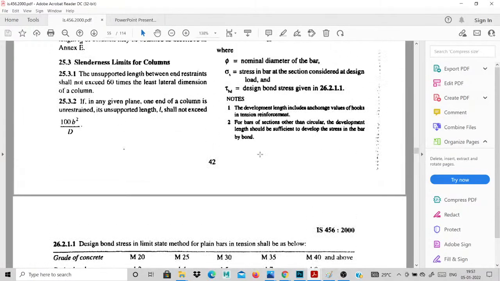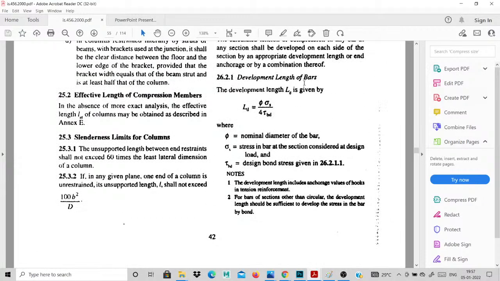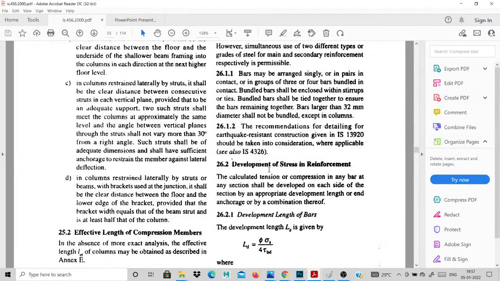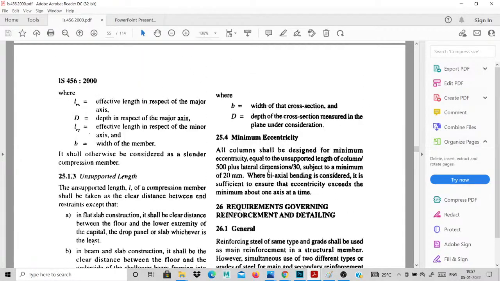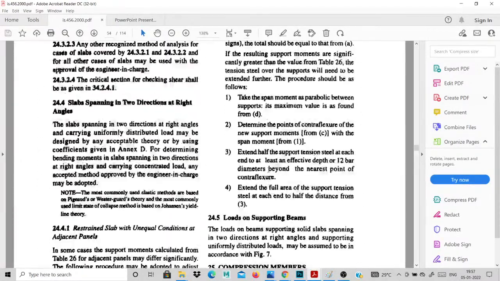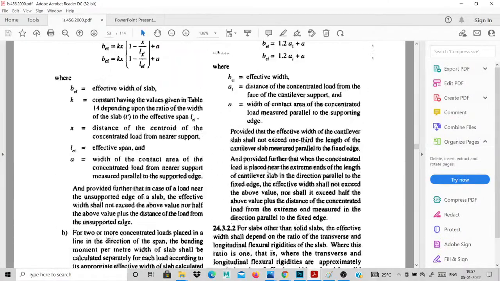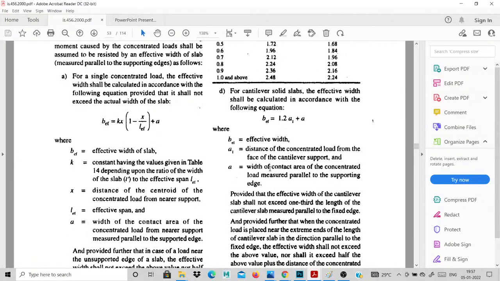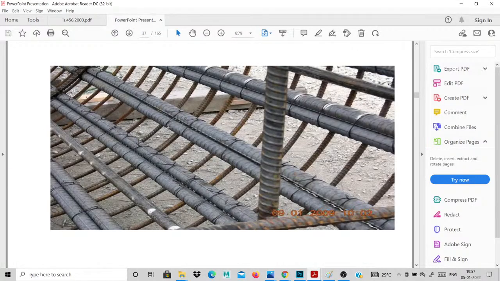You calculate the development length for your column, and this is the length of the bars in the beam also. You calculate the development length for the beam. Refer to page number 42, where you will find the sigma values. First, go thoroughly through IS 456, then go for your design of any framed structure like a beam, column or slab. So this is the basic concept for column design.